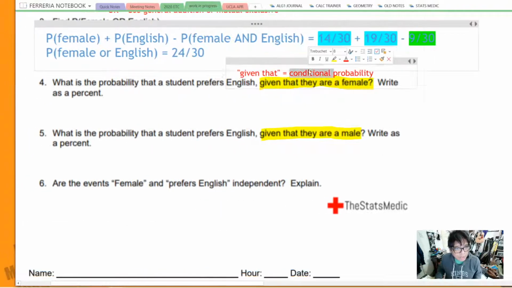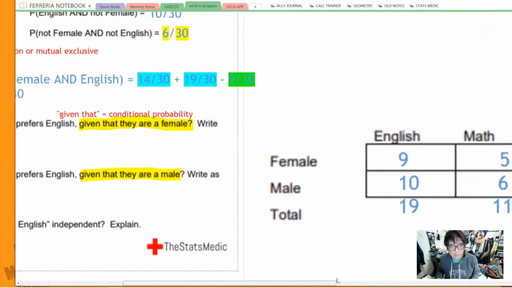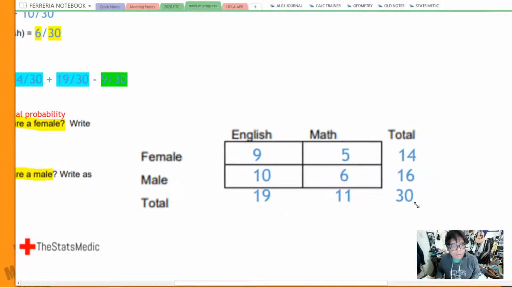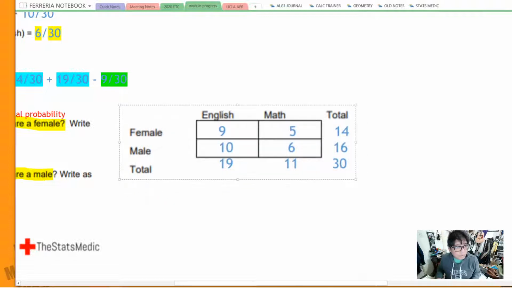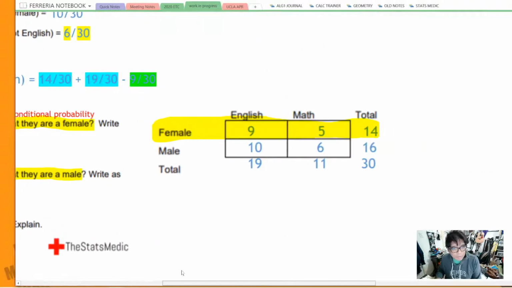So let's take a look at that chart again, a two-way table. And we're saying given that they're female. So what that means is we are only going to be looking at the row that says female. Given that they're female means look only at the female row. So if I'm only looking at the female row, what's the probability that a student prefers English? That's going to be 9 out of the 14 in the female row.